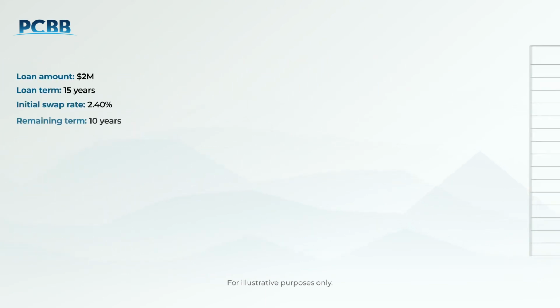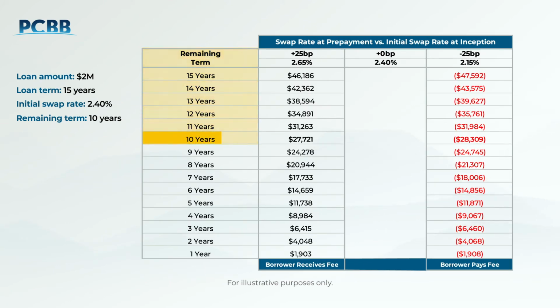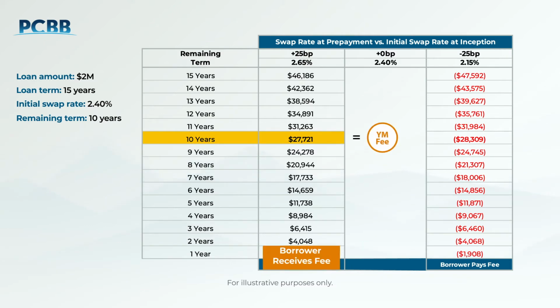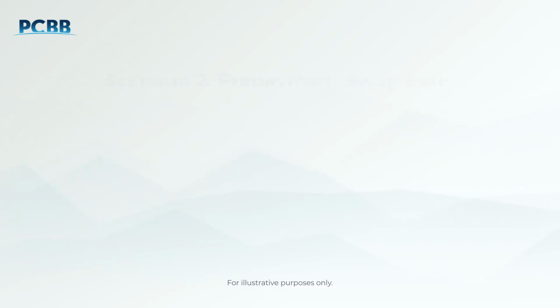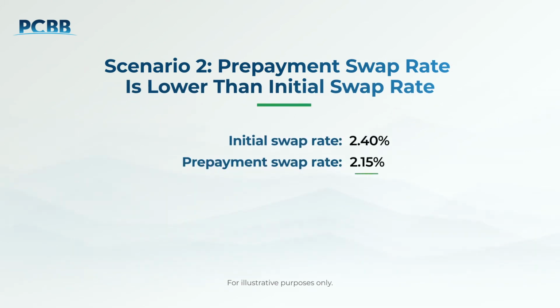Looking at the table, find the remaining term column and look down to find the 10 years row. Then look across to the plus 25 BP column. You'll see that the borrower would receive $27,721 from PCBB. In the second scenario, the prepayment swap rate for the 10 years remaining is 2.15%, 25 basis points lower than the initial swap rate.